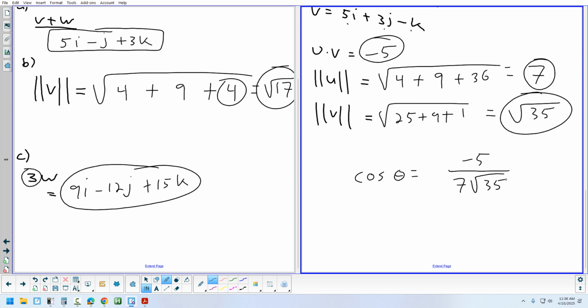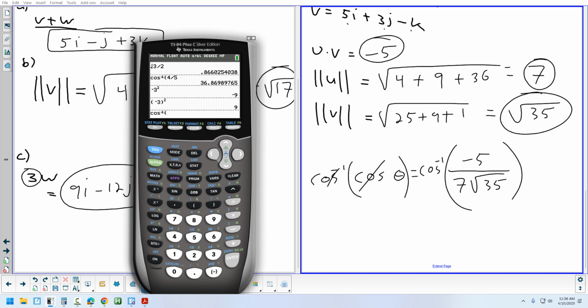And we're trying to get theta, not cosine theta. So what are we going to do to get rid of cosine? Take the inverse cosine. That's going to cancel. And when you type that in, inverse cosine, be careful because the denominator has two things multiplied together. You do want to put that in parentheses. I'll show you what happens if you don't. 7 square root 35. That's how you want to type it in. So the correct answer is 96.93.